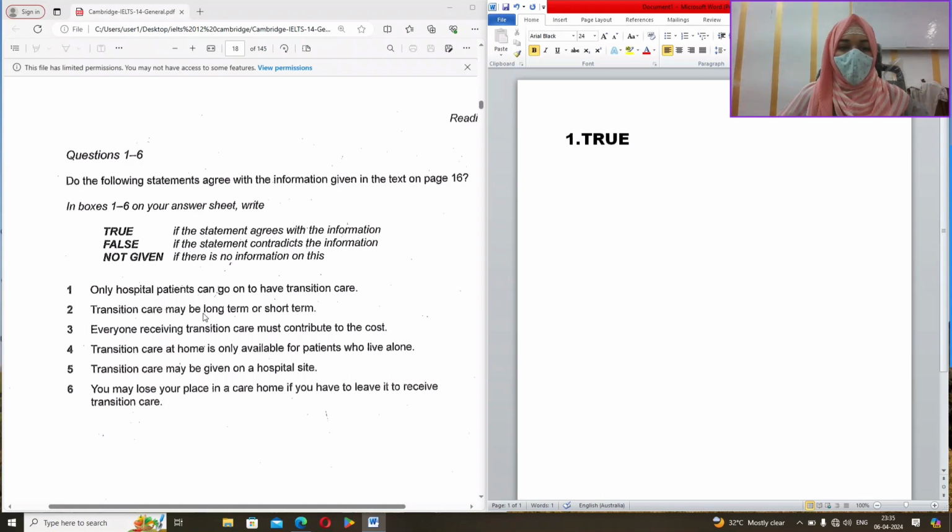Transition care may be long term or short term. See, if this statement matches the statement in the paragraph, it means true. If the statement contradicts, meaning it is opposite, here long term is there, long or short, there will be some paraphrased word for this. If it is opposite, our answer is false. If this statement is not at all given in the passage, then it is not given.